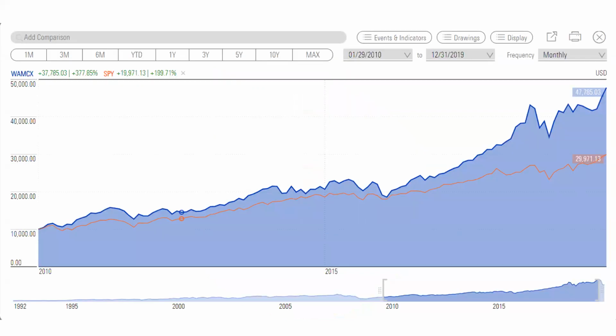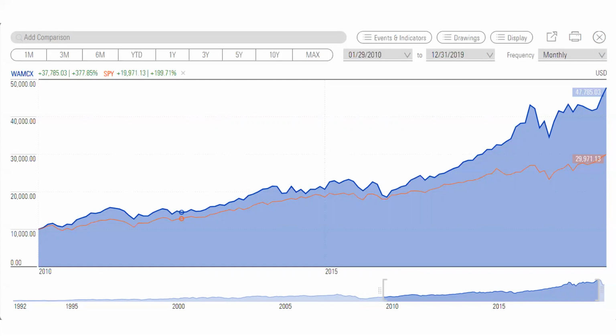Well, we can come back here to this comparison that I showed you just a couple minutes ago. Again, this is the Wasatch Advisor small cap fund that we're looking at, WAMCX. And it looks over the last 10 years, or at least this 10-year period from 2010 to 2019, as though this particular portfolio, this mutual fund, really obliterated the S&P 500. I'm comparing it to SPY, which is the ETF that tracks the S&P 500.